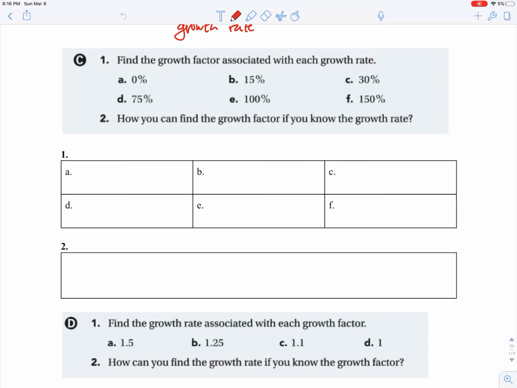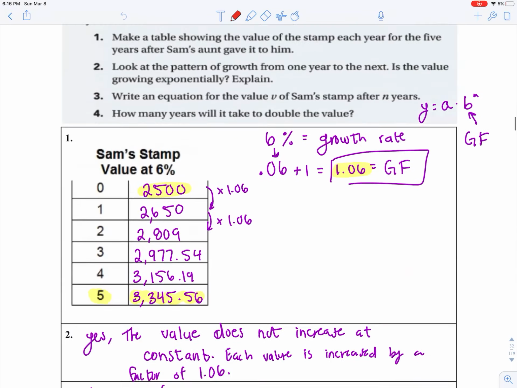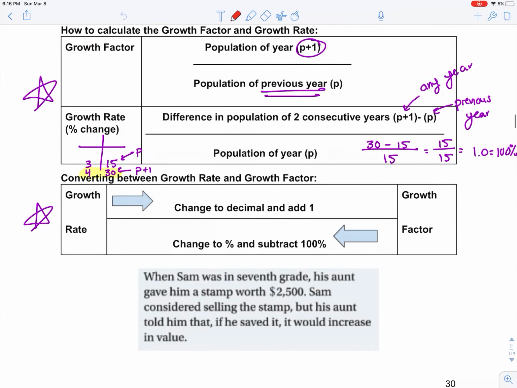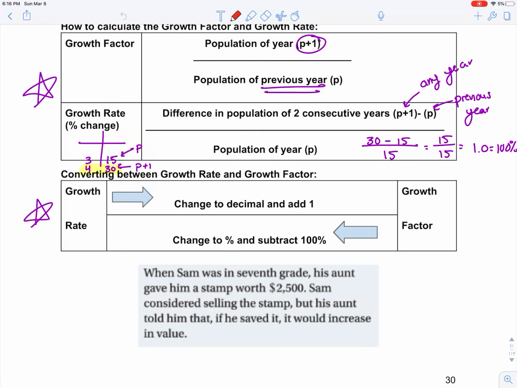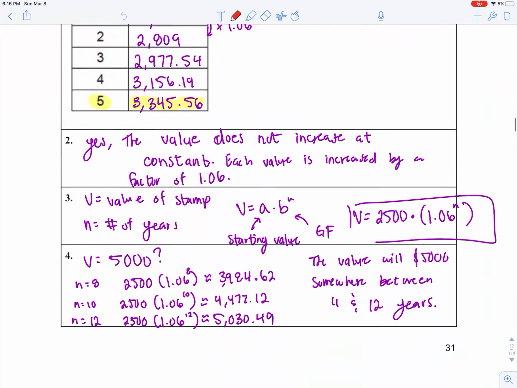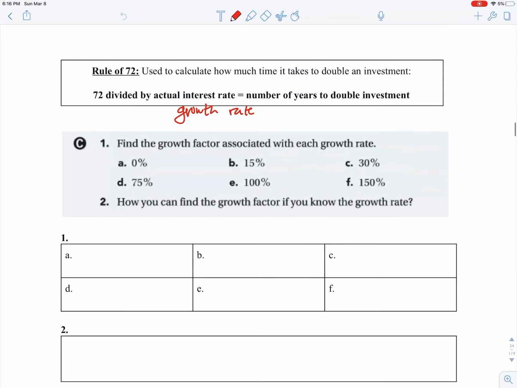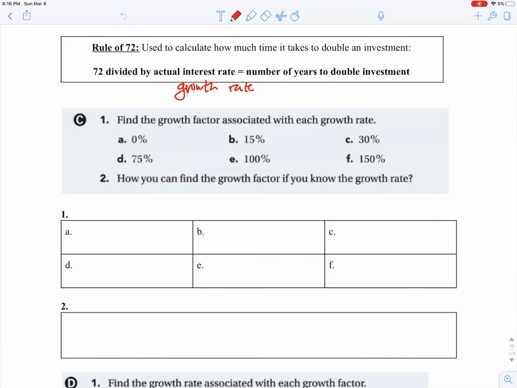Okay, so 0%. Now, if you forget how to do this, that's why I had you guys star these two things. So we're given a growth rate, we need to change it to a decimal and add 1. So that's the first type of problem we're seeing here. So 0% as a decimal, so I change it to a decimal first. So 0.0, and then I add 1, which equals 1.0. That is your growth factor. So for question A, 1.0.